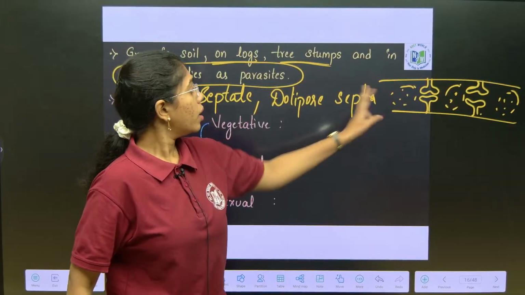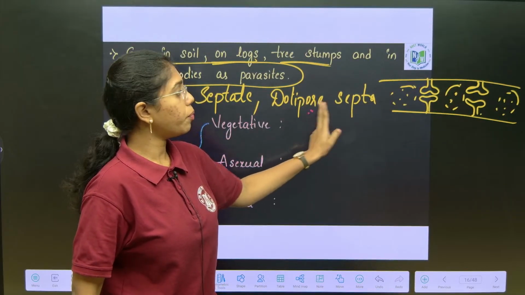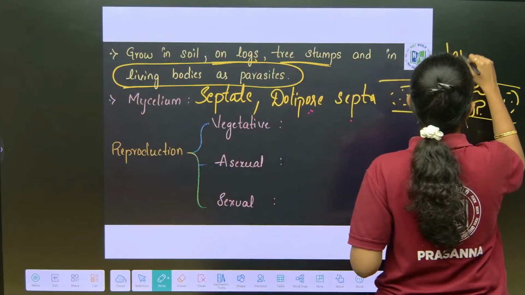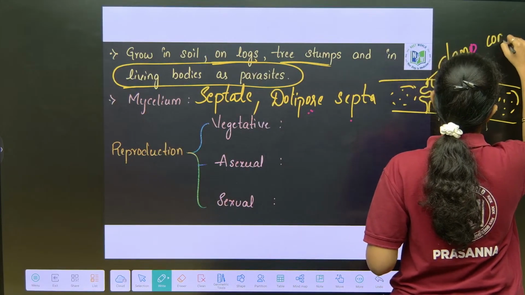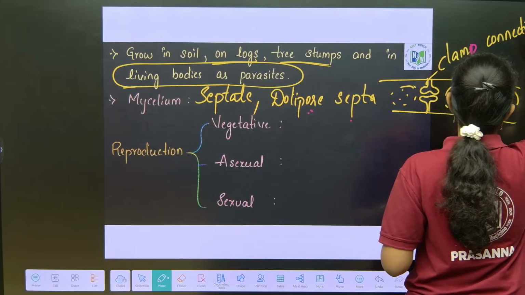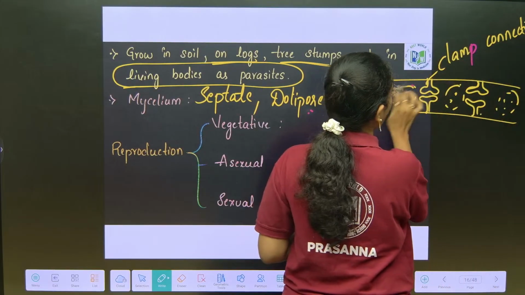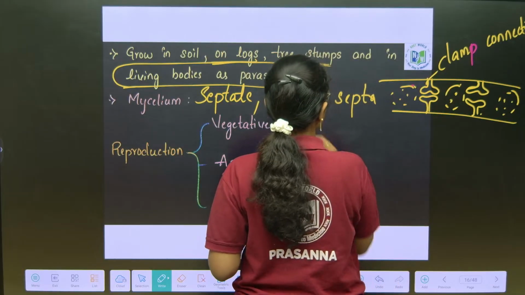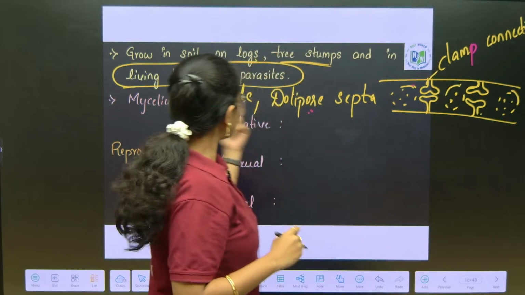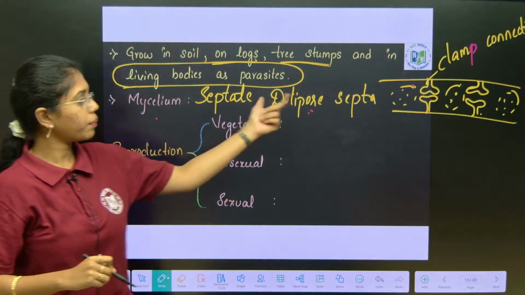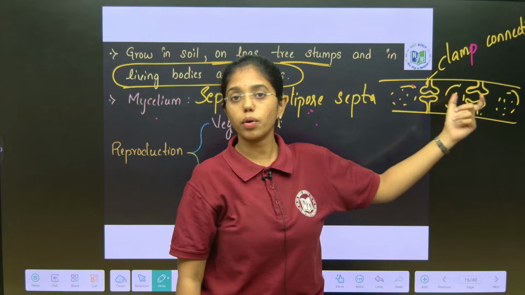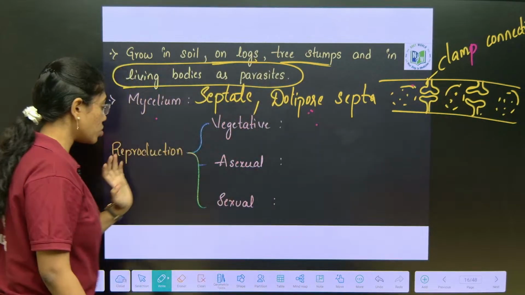Okay. So, the septal pores are what? Dolichopore septa is present, which has clamp connections. These clamp connections will aid in proper or equal distribution of dikaryons. Okay. So, I hope this is clear to you. Mycelium, what type of septa and how clamp connections are helpful. They are helpful in equal distribution of dikaryon structure.